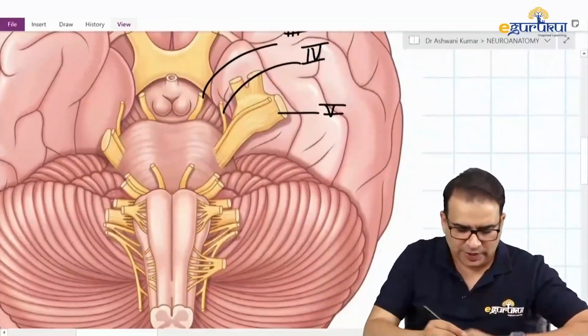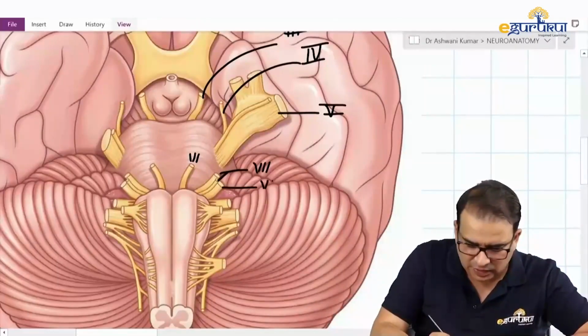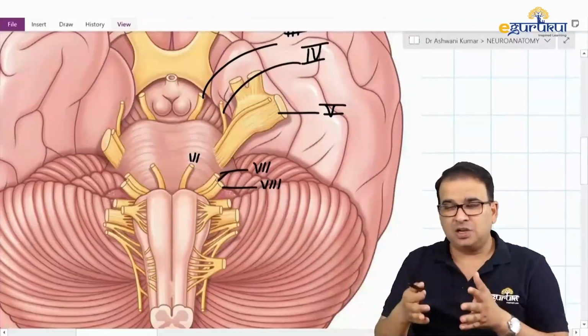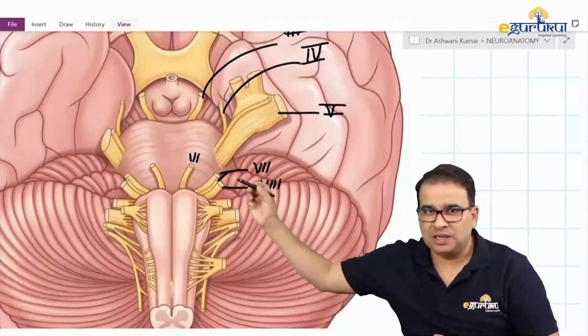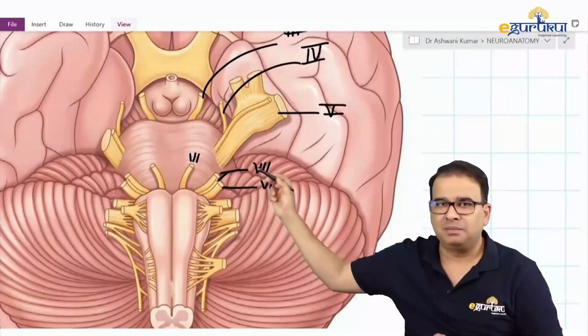Pontomedullary junction, look at the nerves. The 6th nerve. Then again, look at these two: there is the 7th nerve and there is the 8th nerve. Now, why are you seeing two roots in the 7th? Because that's a mixed nerve again. The facial nerve is predominantly motor, and we have a sensory function also. So the thicker part there will be the motor part and the thinner part will be the sensory part. But that is the facial nerve.